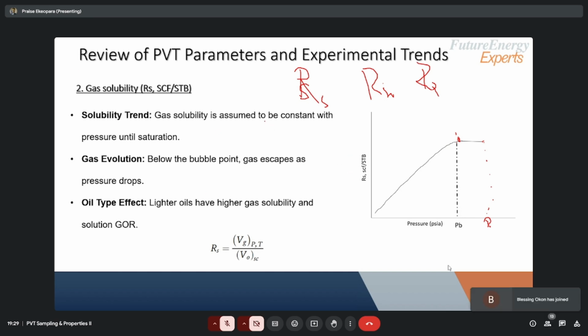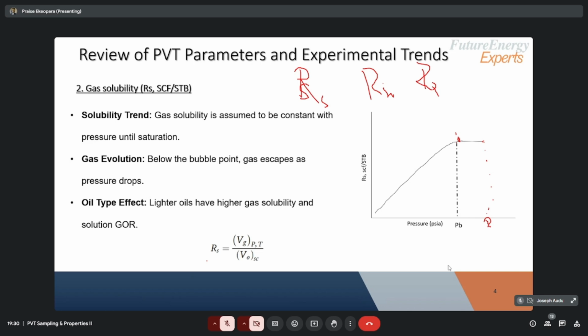Solubility is constant above bubble point, then gas evolution below the bubble point: gas escapes as pressure drops, then oil type effects. So lighter oils have higher gas solubility and solution gas oil ratio. Okay, so this equally is something we need to take note of, and these are like the key ones. So when the ROS values are higher, you know that we are dealing with lighter oils, right? So these are some of the things we need to take note of.